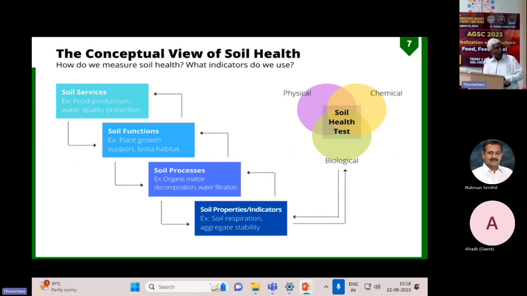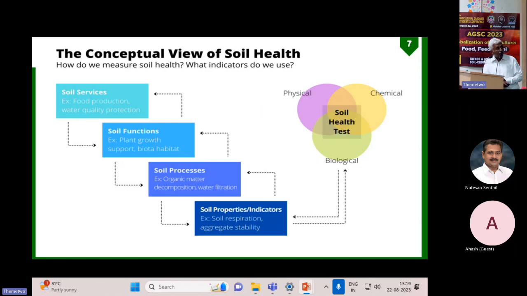This is also another conceptual view of soil health, wherein different parameters of soil health are tested on physical, chemical, and biological means, which ultimately result from different activities like soil services, soil functions, soil processes, and soil properties. For example, soil services: the soil is put to use for food production with water quality protection. Soil functions, for example, plant growth support and biota habitat.